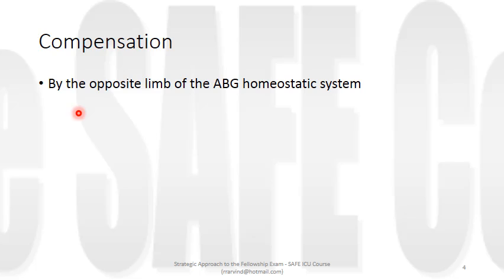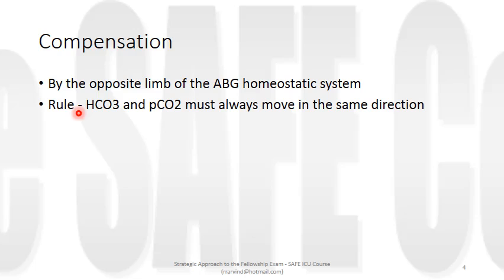The rule of thumb with compensation, as far as whether it's occurring or not, is that the bicarb and the carbon dioxide must always move in the same direction if there is compensation occurring. I repeat. So I'll give you an example.